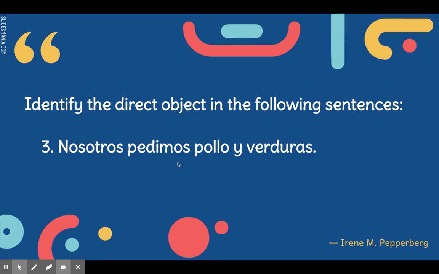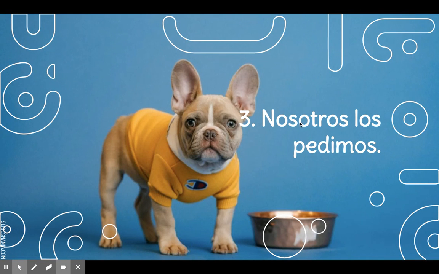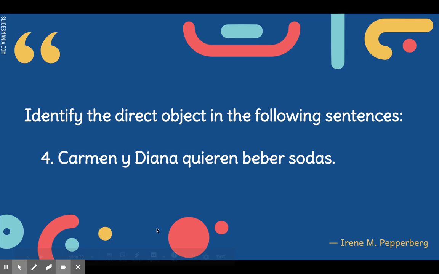I'm going to pick los, but I can't just leave it there. I have to place the los, the direct object pronoun, in the right spot. So nosotros, it'll be right here. Los pedimos. See? Nosotros los pedimos. I put it before the verb. There's only one verb, so it's not that hard.